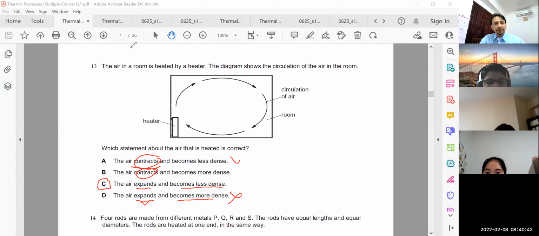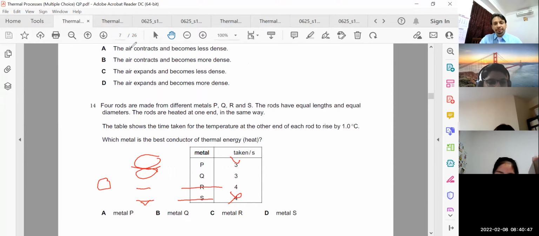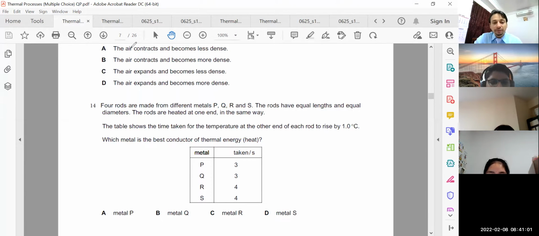One more question, children. How much time is there for this meeting? 1.5 minutes. Okay. Question number 14. Four rods are made from different metals P, Q, R, S. The rods have equal length and equal diameters. The rods are heated at one end in the same way. The table shows the time taken for the temperature at the other end of each rod to increase by 1 degree Celsius. Which metal is the best conductor of energy? The best conductor of thermal energy is the metal which takes less time to reach the other end and increase the temperature.